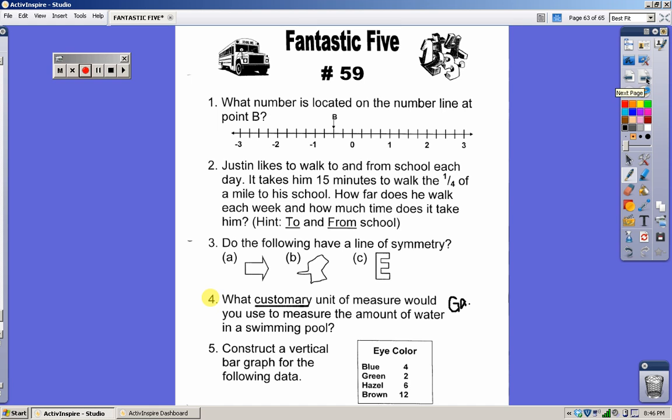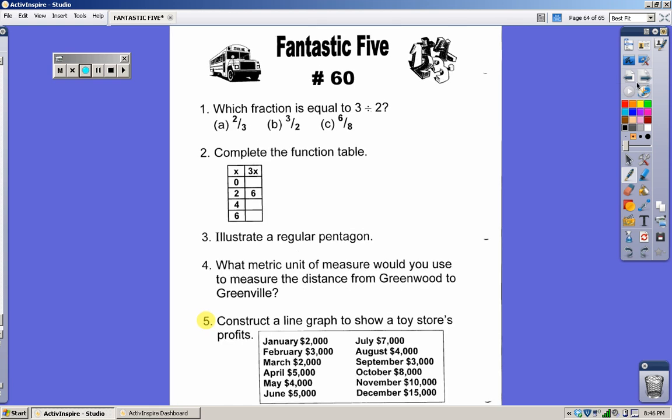And I'm not going to write it all out like that, but gallons would be the best thing to use for a swimming pool. If you're talking about kilo this, kilo that, meters, liters, and grams and all that, we're talking about the metric system. But this one asked for the customary system, the one that we use in our customary system, which is the gallons and so forth.